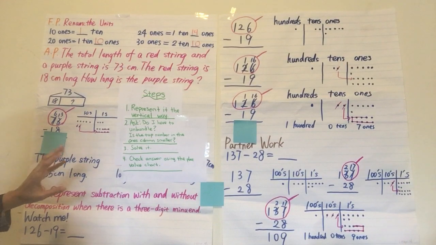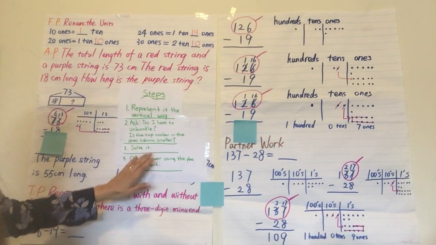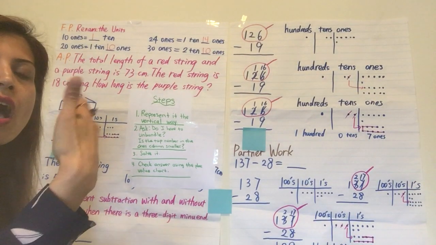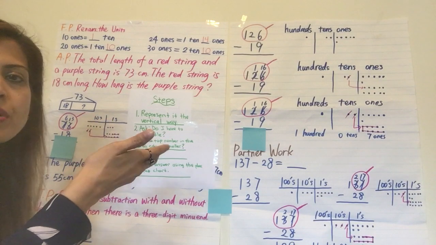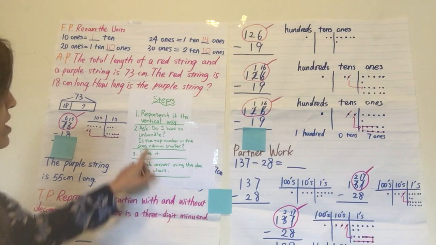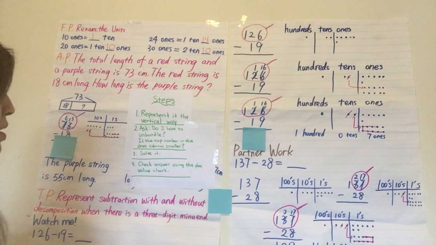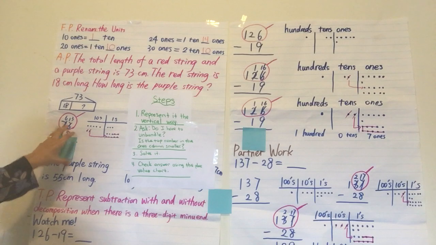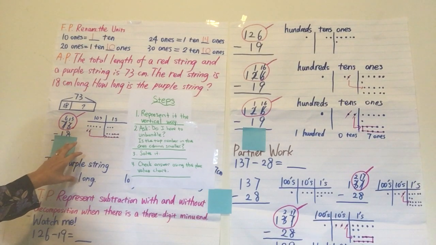So first, I would like for you to review the steps which we have been using all along, subtracting 2-digit numbers. Step 1 is represent it the vertical way. Step 2 is ask, do I have to unbundle? Is the top number in the ones column smaller? Step 3, solve it. And step 4, check the answer using the place value chart. We're going to use these steps to solve this. And again, you can use any other strategy you would like, but this is the strategy that I will be using today.